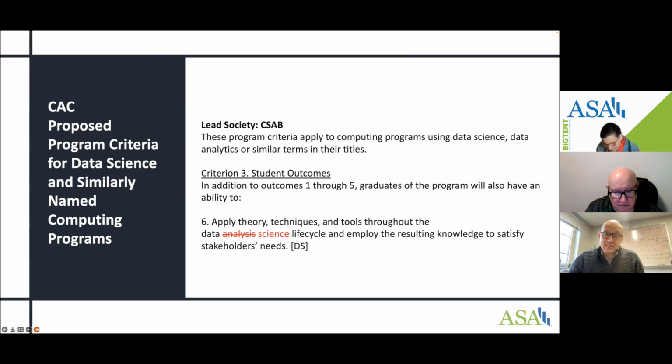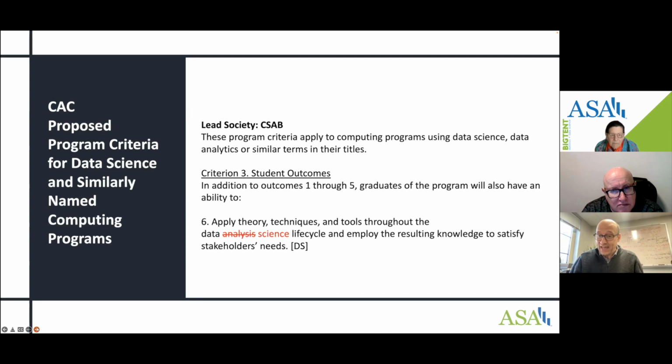So let's see. This is now getting into some of the, well, all right. As you can see here, under criterion 3, you'll notice that there are outcomes 1 through 5. Outcomes 1 through 5 are part of the general criteria for CAC. So you imagine that there are some student outcomes that CAC wants to see. 1 through 5 are for any computing program.